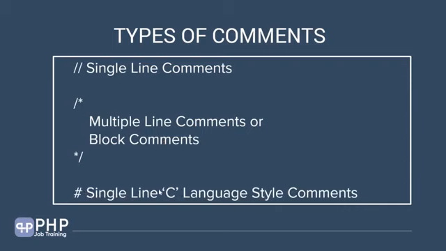Then you have a single line C style comment. This is called a hash comment, where you put a hash symbol, like the hashtag that you mention in Twitter, and then you can write your comments here. There's no difference between single line comments with double forward slash and single hash type. It's just to make sure that if you're coming from the C language, you still have those kinds of comments available.